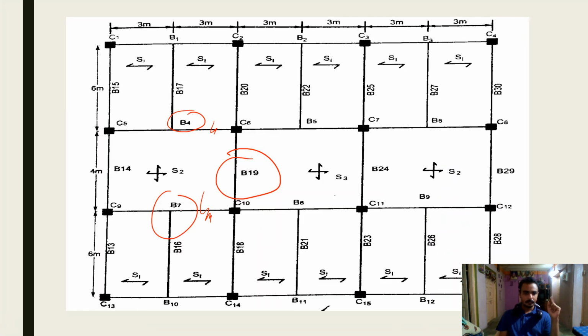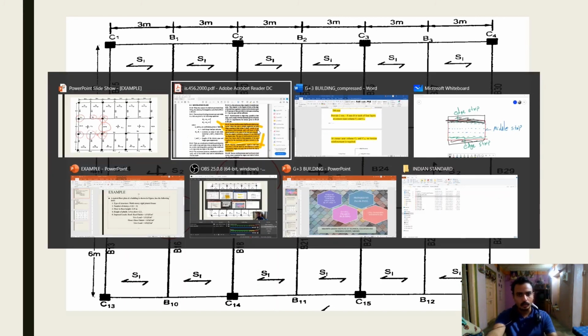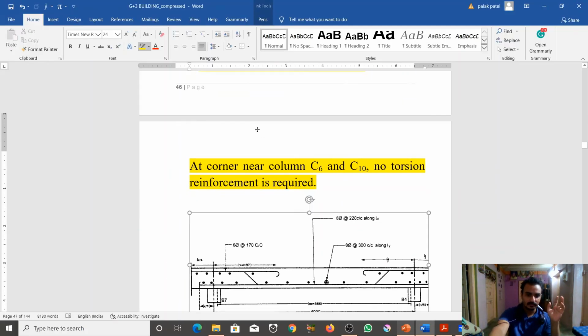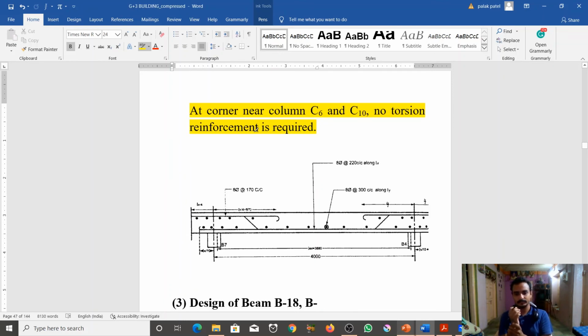Look here. We provide torsion reinforcement at C5 and C9, but at C6 and C10 no torsion reinforcement is required. So we have torsion reinforcement at only two corners, C5 and C9. Here is a figure of the two-way slab reinforcement: 8 mm diameter bar at 220 mm center to center along Lx, and 8 mm diameter bar at 300 mm center to center along Ly.